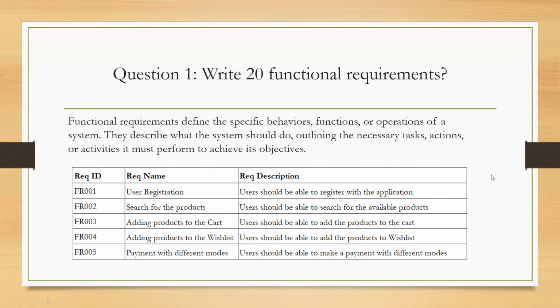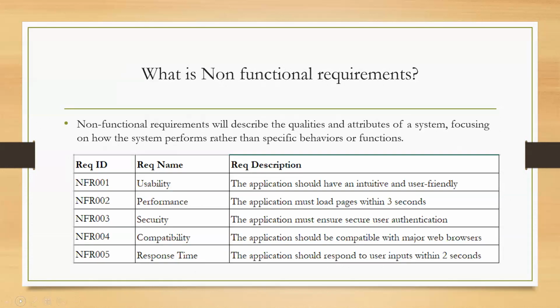Okay. So you need to write 20 requirements in a particular document. The format would be like this: you need to keep the requirement ID, the requirement name, and the requirement description. This is how you can write about the functional requirement. In this functional requirement question itself, we will be writing about the non-functional requirements also. You need to write in total 20 requirements, so 10 should be functional and 10 should be non-functional requirements.